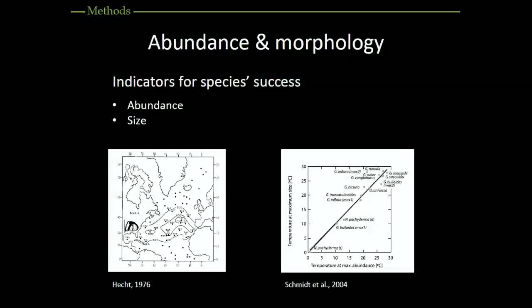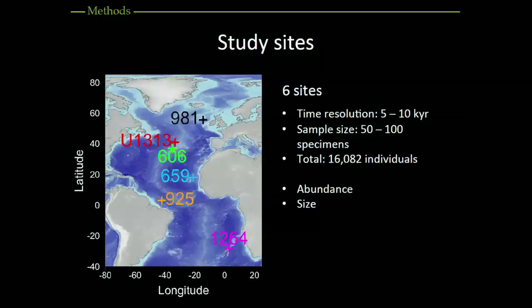There was an early study by Hecht in 1976 that showed that foraminifera reach an optimum size at a certain location. For example, this species seems to be largest around the mid-latitudes. Later on, a study by Denny Schmidt and colleagues showed that maximum abundance and maximum size seem to occur at the same place. So together, abundance and size are quite good indicators of how well the species is doing.